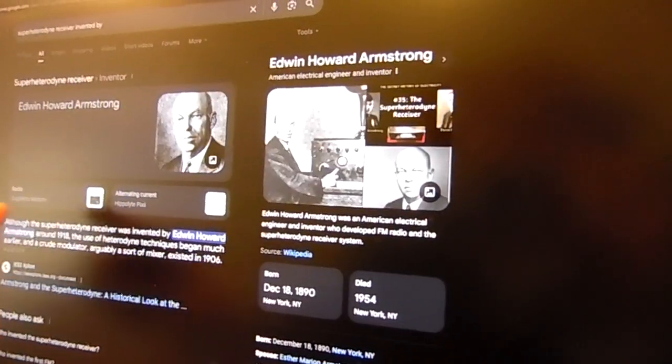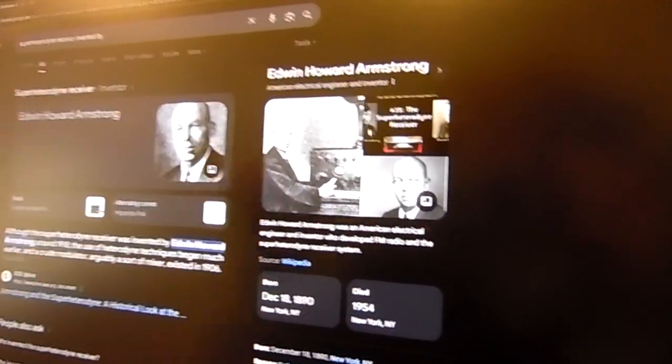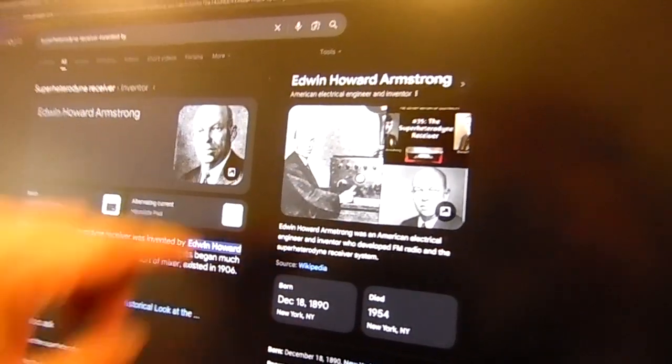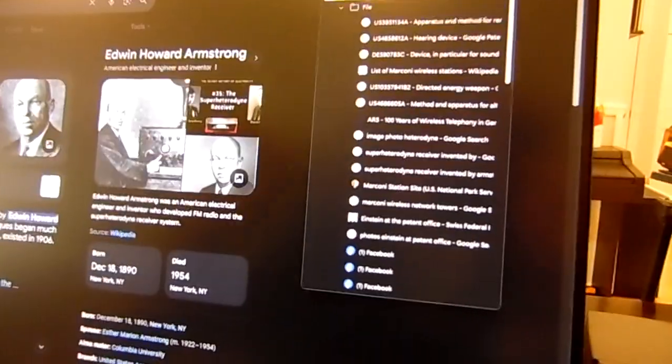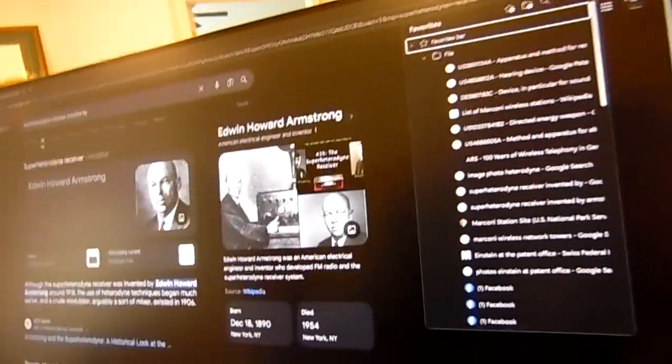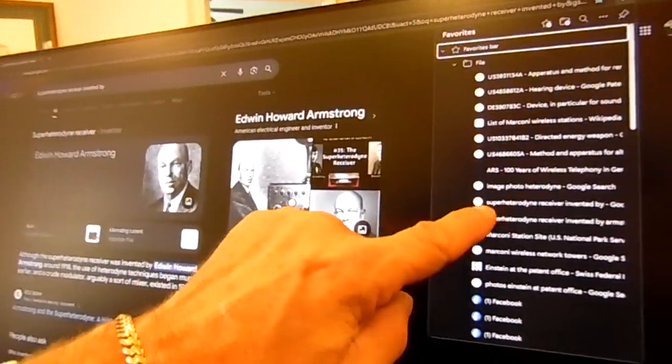And then here's a superheterodyne receiver from Edwin Armstrong. All right. In 1918 is when he invented that. So that went right along with Tesla, the machine, the telegraphy towers in Berlin, Telefunken, Einstein, and everything. There he is again.